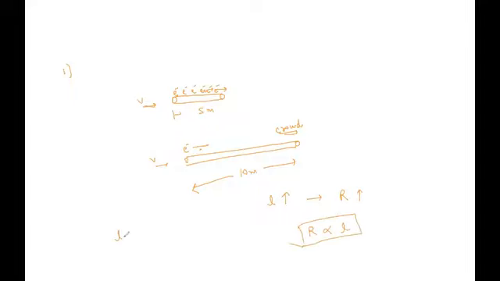So if you go from L to 2L, that means if you double your length, your resistance will also get doubled. Is it clear? So R is directly proportional to your L. Longer the wire, longer the resistance. Now comes to the area.